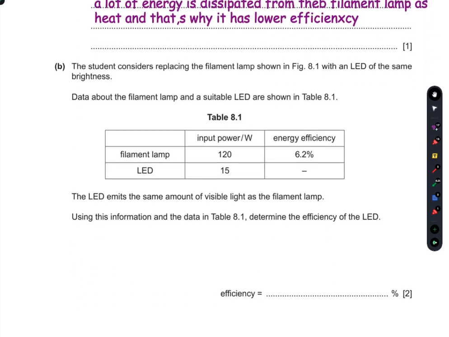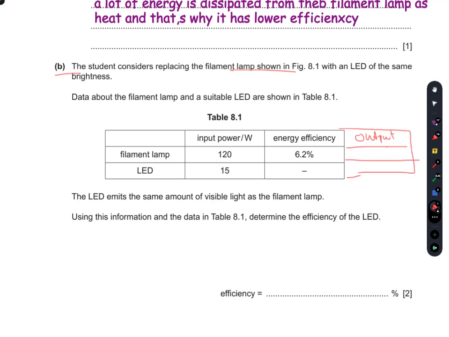Part B. The student considers replacing the filament lamp shown in figure 8.1 with an LED of the same brightness. Data about the filament lamp and a suitable LED are shown in the table. The LED emits the same amount of visible light as the filament lamp. Using this information and the data in table 8.1, determine the efficiency of the LED. If you put another column of output here, they both have the same output.